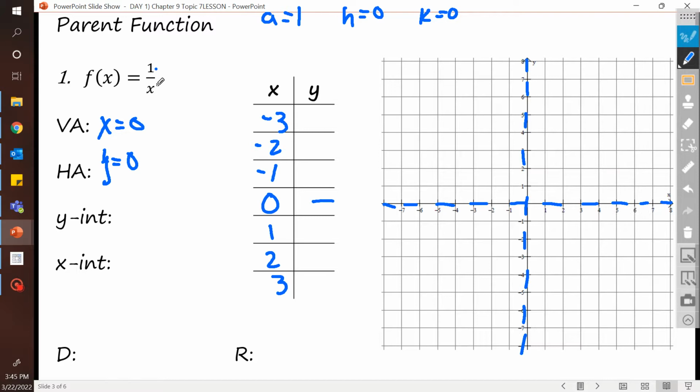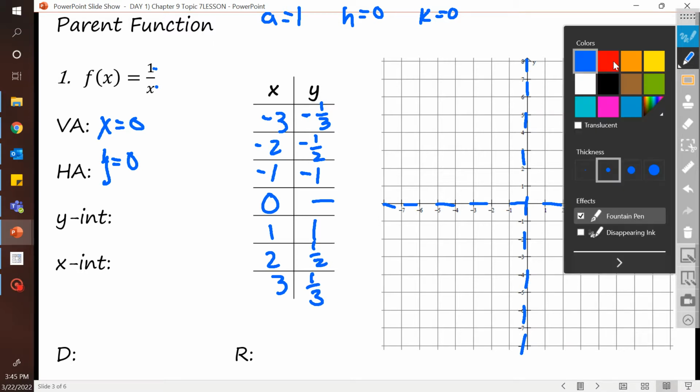So we're doing 1 over x. So plugging in -3, 1 over -3 is just -1/3. Plugging in -2 gives us -1/2. Plugging in -1 gives us -1. Plugging in 1, 1 over 1 is 1. Plugging in 2, 1 over 2 is a half. Plugging in 3, 1 over 3 is a third.